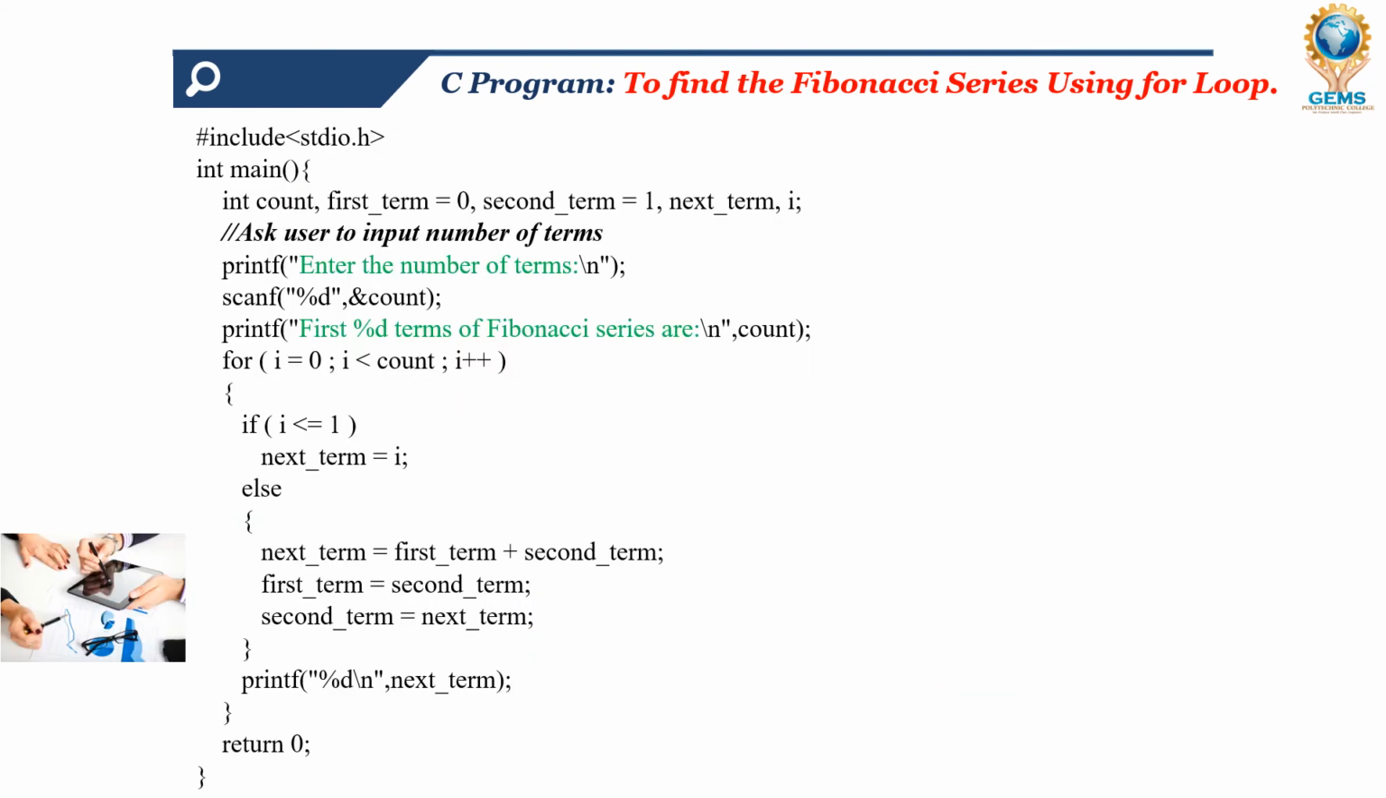Now we will see the source code. This is our source code to find the Fibonacci series using for loop. Here I use the header file stdio.h, and the main function starts here. I use int as a data type, that is the integer data type. We have variables: int count, first term, second term, and next term. First term is initialized as 0, and second term is initialized as 1.